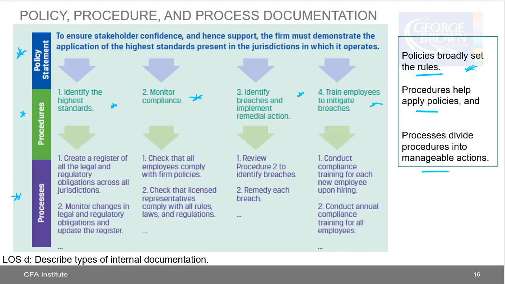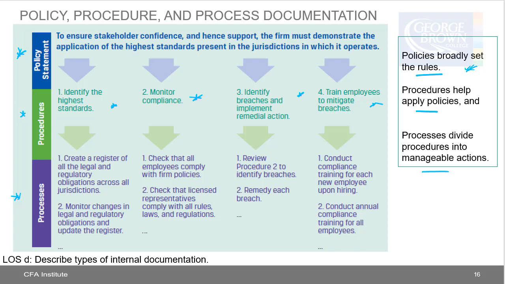In terms of monitoring compliance, procedure number 2, the 2 processes. Number 1, check that all employees comply with firm policies. Number 2, check that licensed representatives comply with all rules, laws, and regulations. Moving on to procedure number 3, identify breaches and implement remedial action. There are 2 processes. 1, review procedure 2 to identify breaches, and 2, to remedy each breach. And finally, with regards to procedure number 4, train employees to mitigate breaches. There's 2 processes there. Conduct compliance training for each new employee upon hiring. And number 2, conduct annual compliance training for all employees.